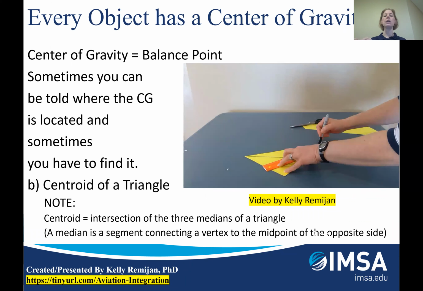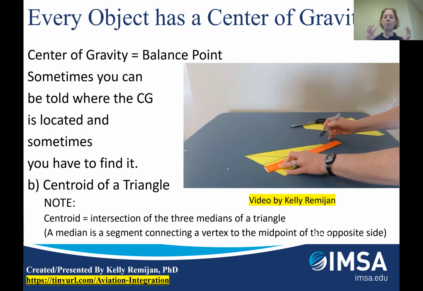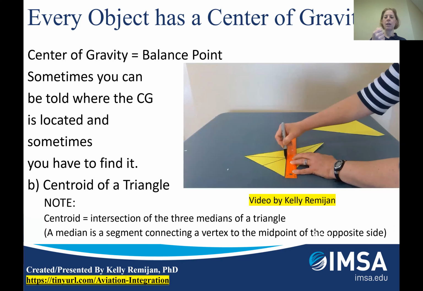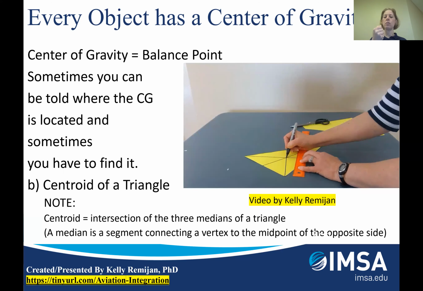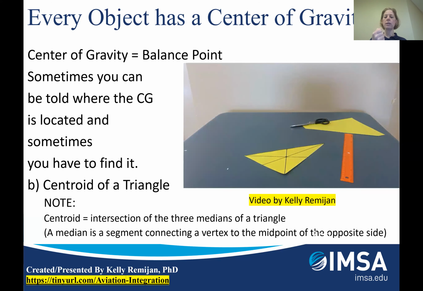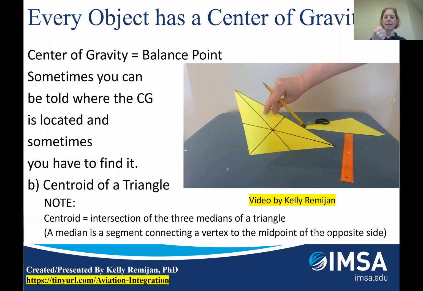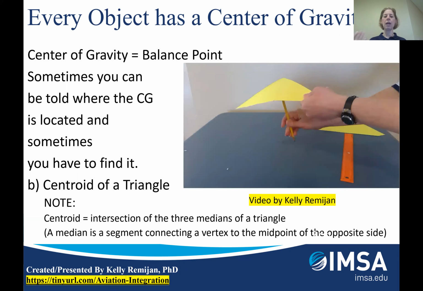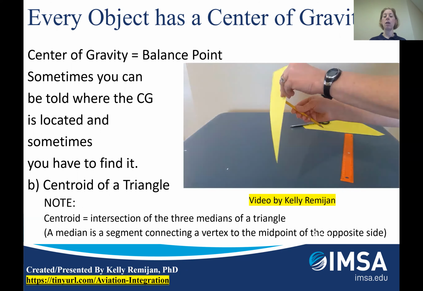And where those 3 medians intersect is going to be the balance point for our triangle. And so that is going to be the center of gravity. And so I'll be able to find the point, and I'll be able to balance that triangle on a pencil at that centroid. Again, it's the center of gravity, just like an airplane has a center of gravity.